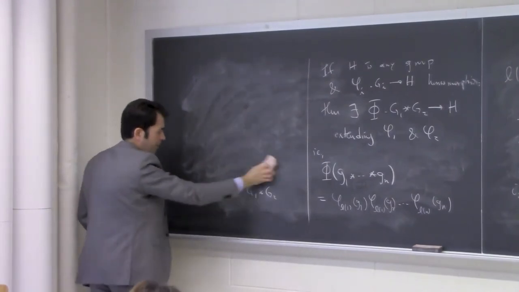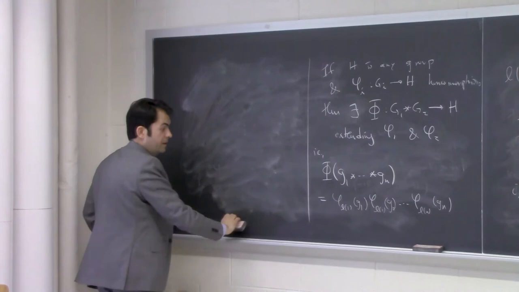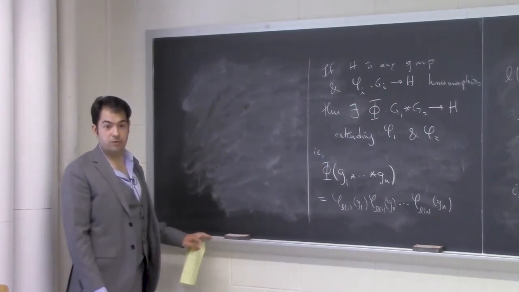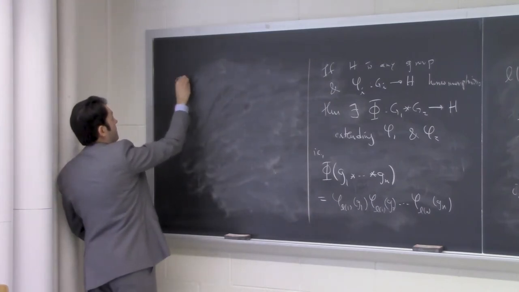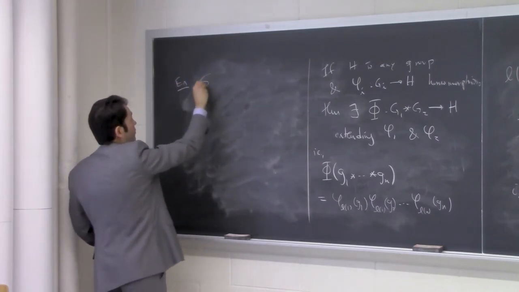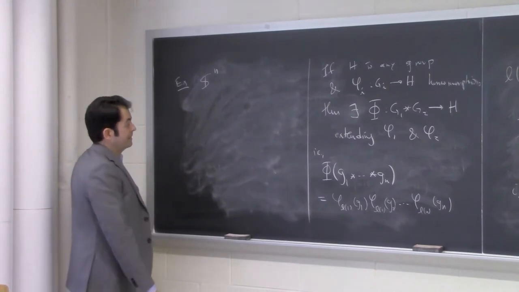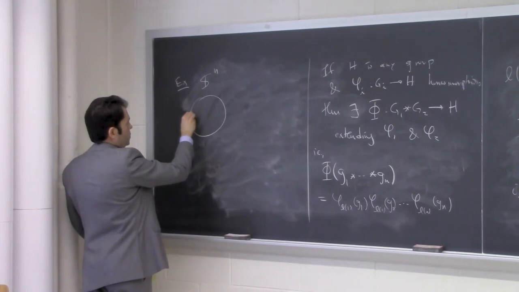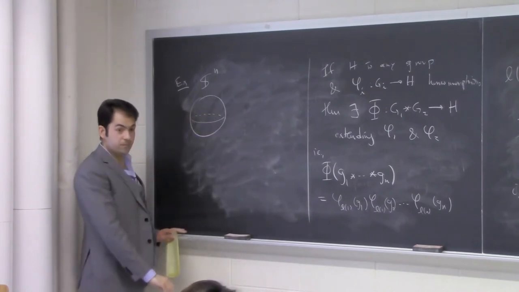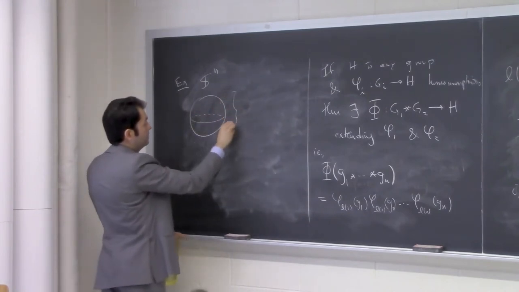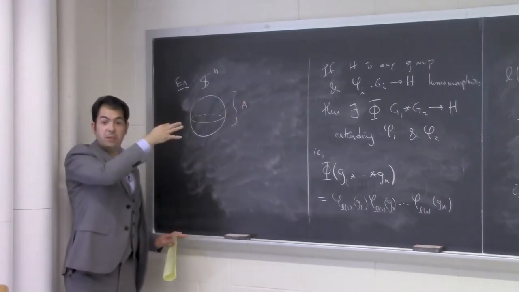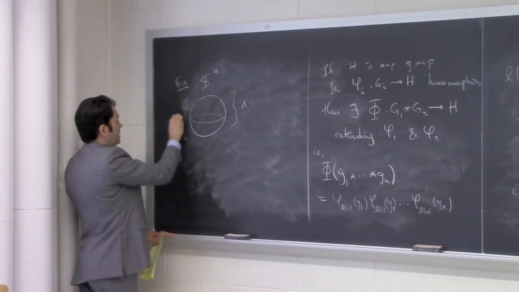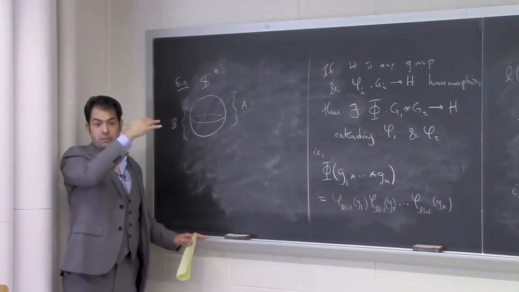Van Kampen gives us a very quick proof of the fundamental group of the spheres that we had to work hard for before. So consider a sphere. Look at an equator and take A to be the top hemisphere and go a little bit over, and B to be the southern hemisphere, but you go a little bit over.